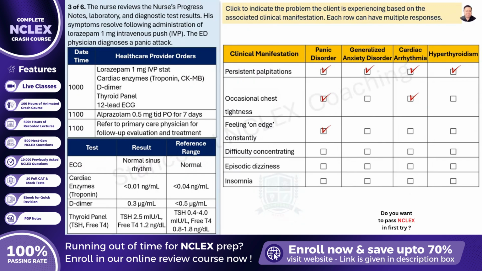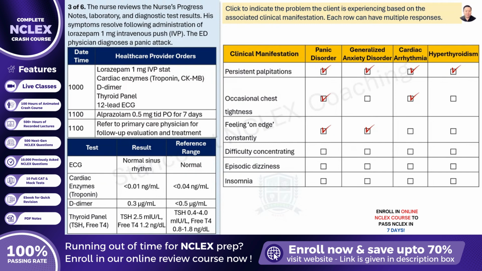And feeling on edge constantly is also associated with generalized anxiety disorder. This phrase is textbook GAD. That restless, wound-up feeling is part of the DSM-5 criteria. And when you combine this with chronic worry, then that's going to fit very well.